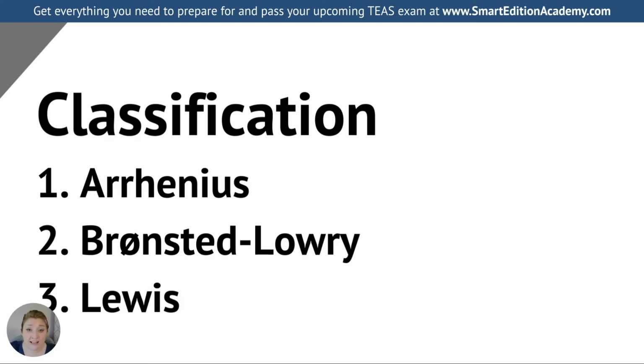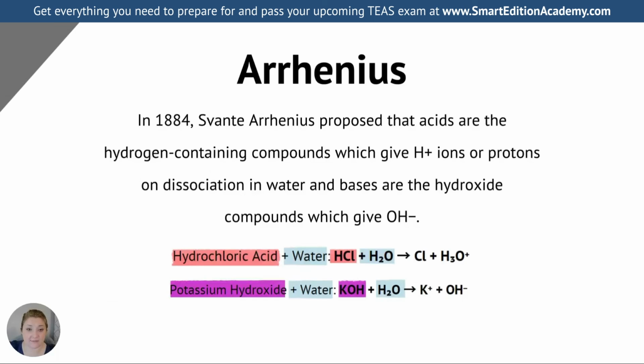We're going to move right into our last section and try to get this done as efficiently as possible for you. Our last section is the classification of acids. There are three main types of classification that acids and bases fall into: Arrhenius, Bronsted-Lowry, and Lewis. Let's talk a little bit about those three different types. Arrhenius was the first type of classification of acids and bases. It's the most simple as well.